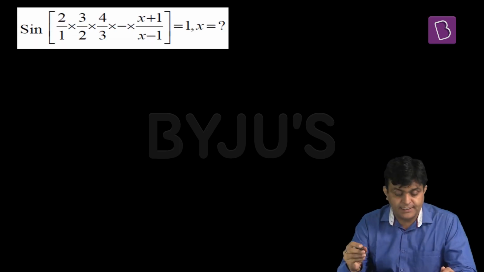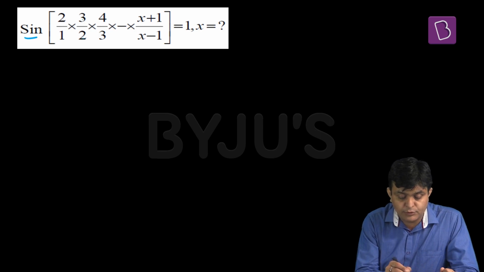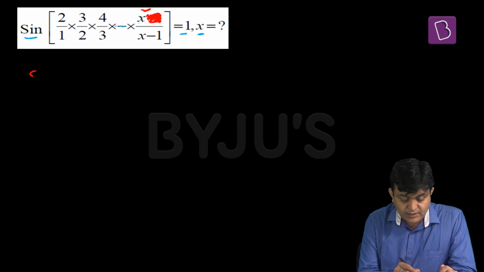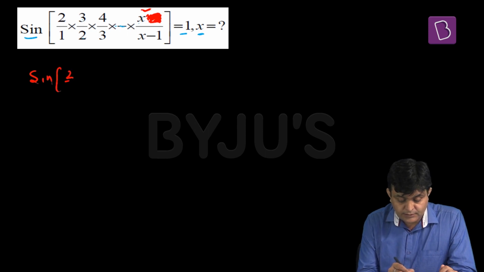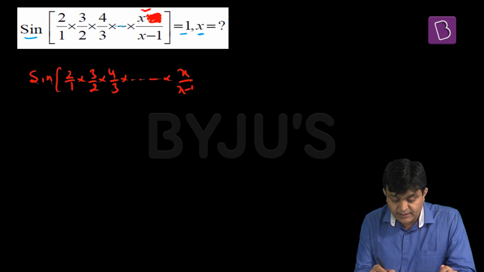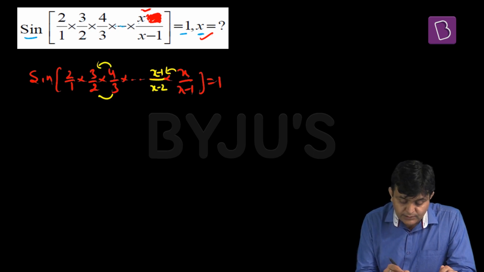That means now see next, sine bracket 2 by 1 into 3 by 2 into 4 by 3 into dash dash dash. This is into x plus 1 by x minus 1 is 1. Then what is the value of x? Sine 2 by 1 into 3 by 2 into 4 by 3 into dash dash dash x by x minus 1 is equal to 1. Then what is the value of x? Right? The previous term of this is x minus 1 divided by x minus 2. As we can see, 4 minus 1, 3 minus 2.